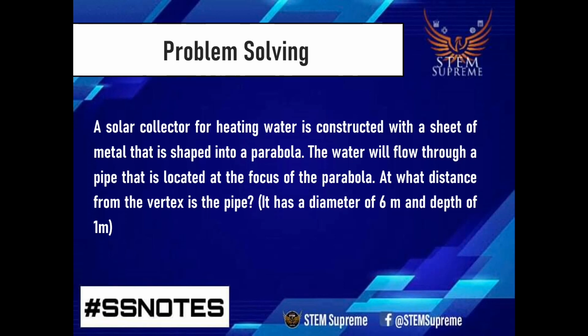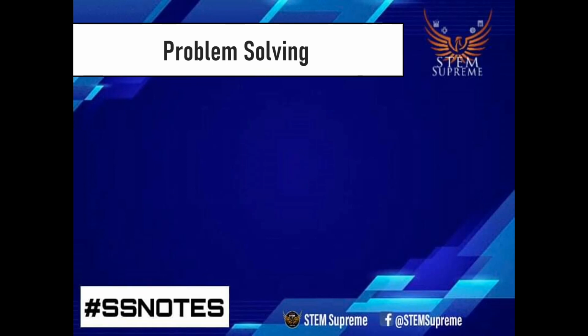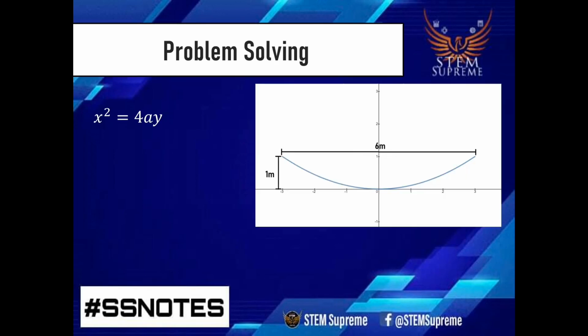Now, alam natin na nakatapat ito pataas since isa siyang tool that requires the heat coming from the sun. From this, we can say that this parabola opens upward. We will be using the equation of a parabola that opens upward to solve this problem. By creating a simple sketch, we know that the diameter is 6 meters and the depth is 1 meter. We know that a parabola is symmetric, so we will get half the size of the diameter and use it as our x, and the depth as y.